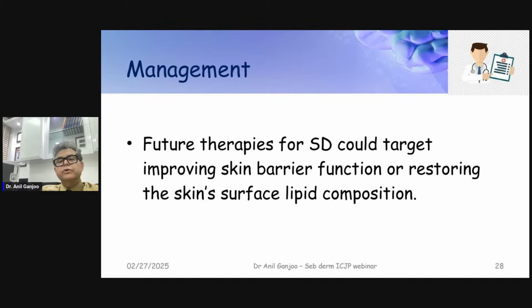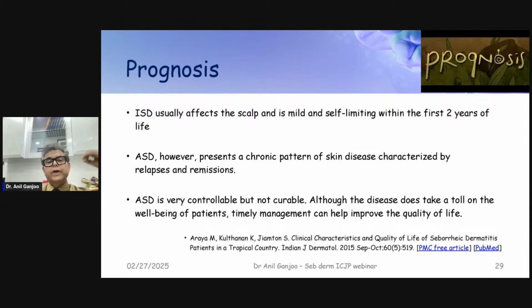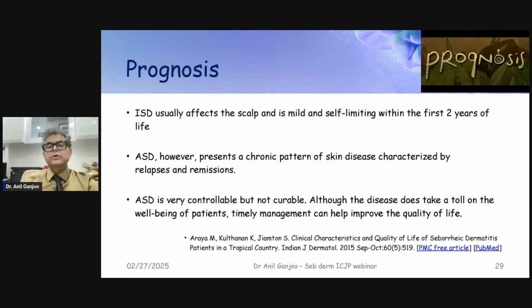So future therapies of seborrheic dermatitis are being looked at, which would improve the skin barrier function and restore the skin surface's lipid composition. The prognosis, as far as the infantile seborrheic dermatitis is concerned, I told you that it's a self-limiting condition, and usually within the first year or maybe maximum 2 years of life, the disease will be gone. But the problem is with the adult variety of seborrheic dermatitis, where the disease is chronic, is associated with remissions and relapses, and can have a huge impact on the quality of life. And it is only controllable but not curable.